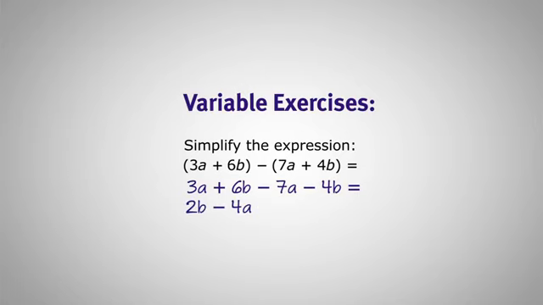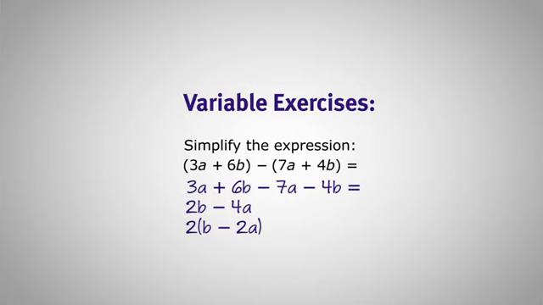Now on test day, you may see an answer choice that looks slightly different than what we have down on our scratch paper. Remember that if this does occur, try factoring out a common term in order to rearrange the way your answer looks. In this case, we could factor out a 2, which would leave us with 2 times the quantity of b minus 2a. We haven't changed the expression at all. We've merely manipulated it and put it in a different format.